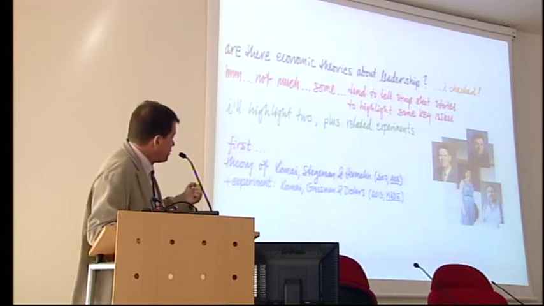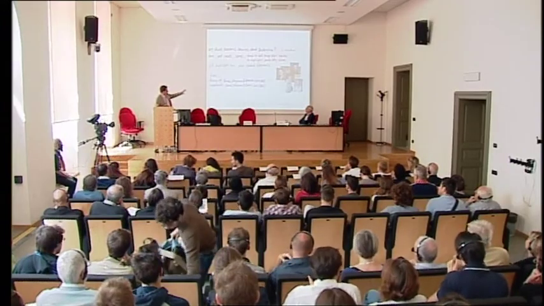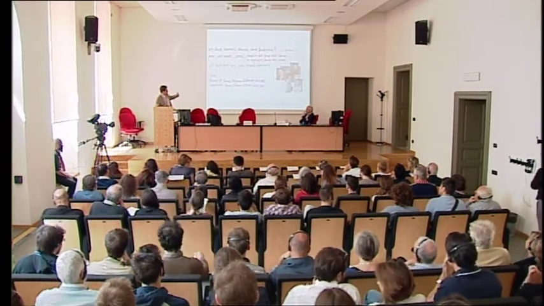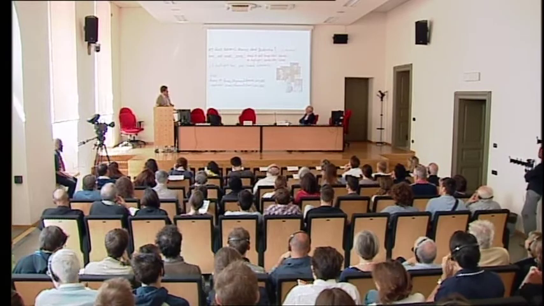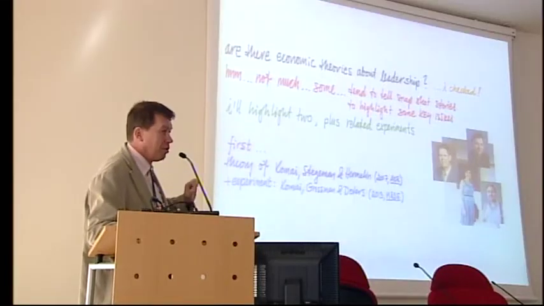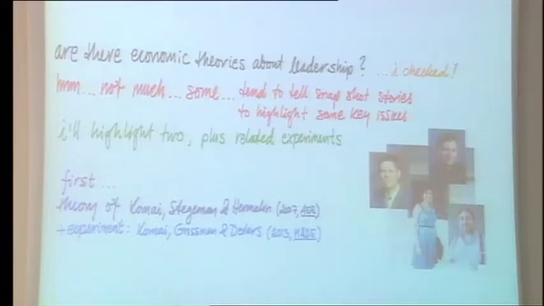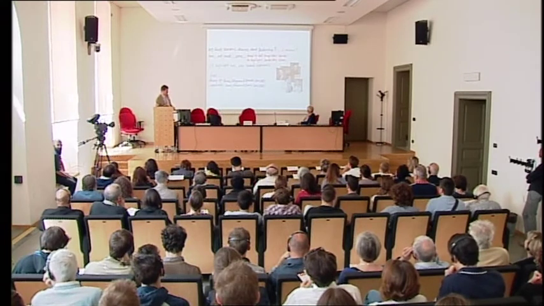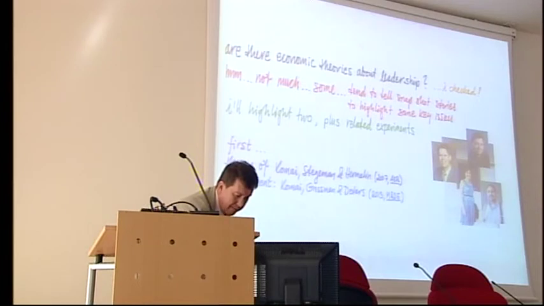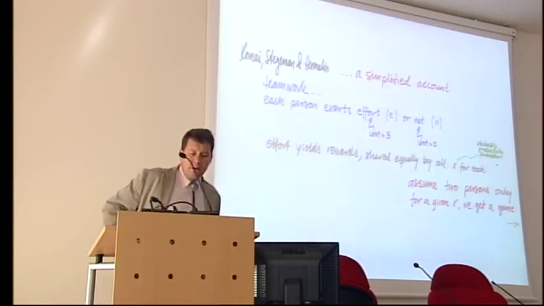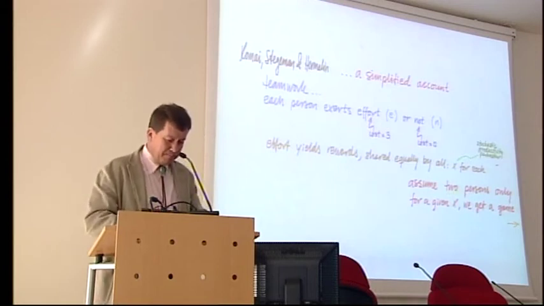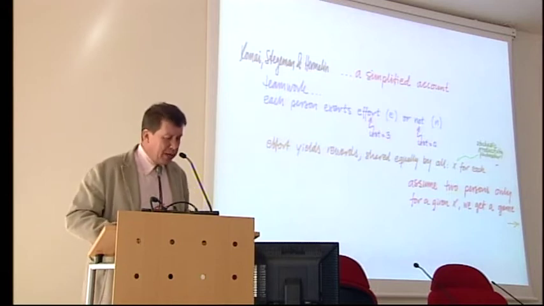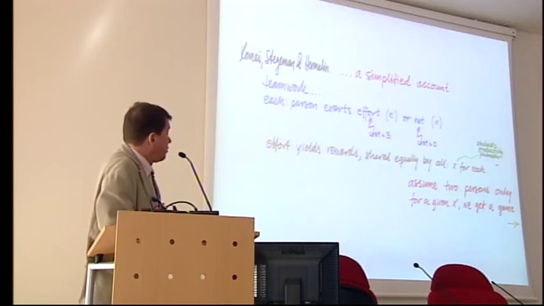Okay. The first story is going to be based on theory, which I had no part of. It's done by Mana Kumai, Mark Stegeman, and Ben Hermelin, who published a paper in the American Economic Review in 2007. I put in a picture of Mana and her co-authors to the right. She was also involved in an experiment with Phil Grossman and Travis Dieters. So Travis Dieters is missing from the pictures, but the other authors are there. All right, so we start with theory. So let me now give you a simplified account of the theory of Kumai, Stegeman, and Hermelin.